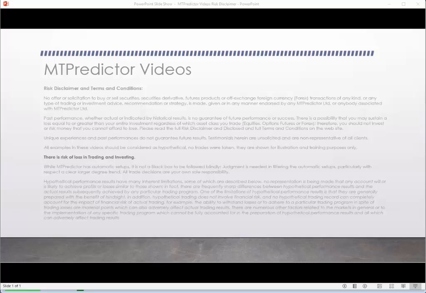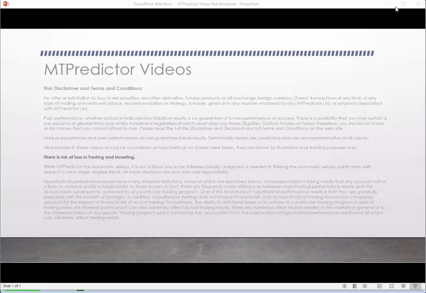But before we get to the charts, we have to look at our risk disclaimer and remind you that all examples in these videos should be considered as hypothetical. No trades are actually taken, they're just shown for illustration and trading purposes only. Remind you there's a risk of loss in trading and investing, or put another way, all professional traders know and understand, but more importantly accept, that losses can and will and do unfold.